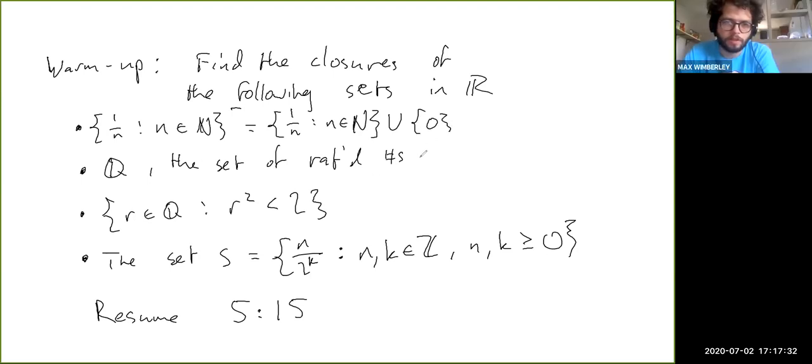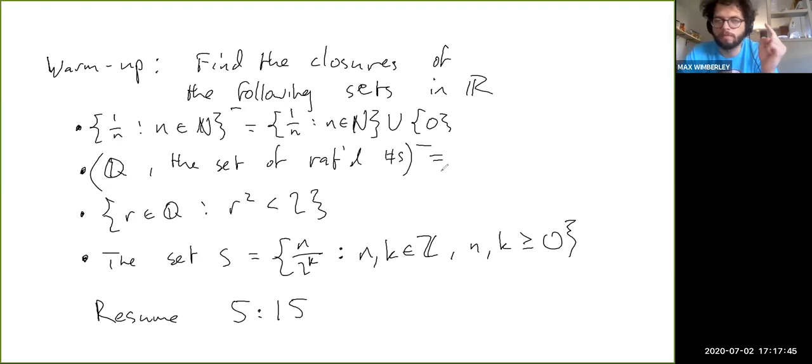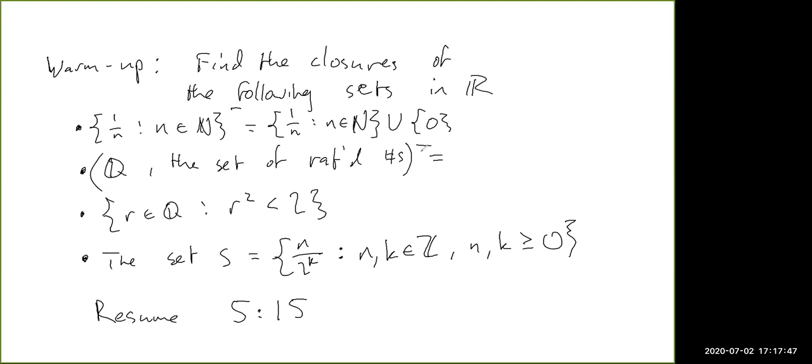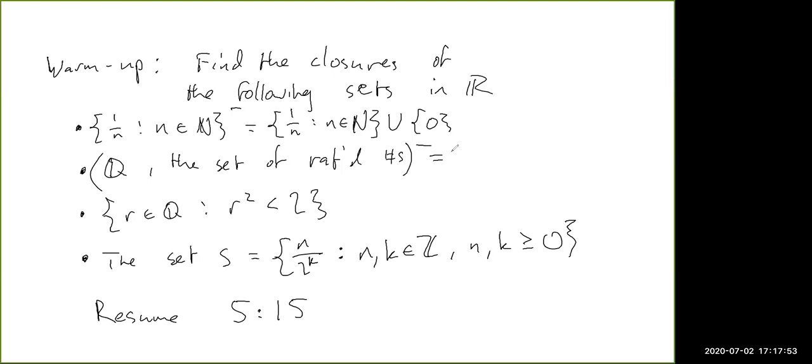What about this one? The closure. Is it the set of irrational numbers? Not quite, because you wouldn't want to exclude the rational numbers. The real number line? Yeah, exactly. It's everything.